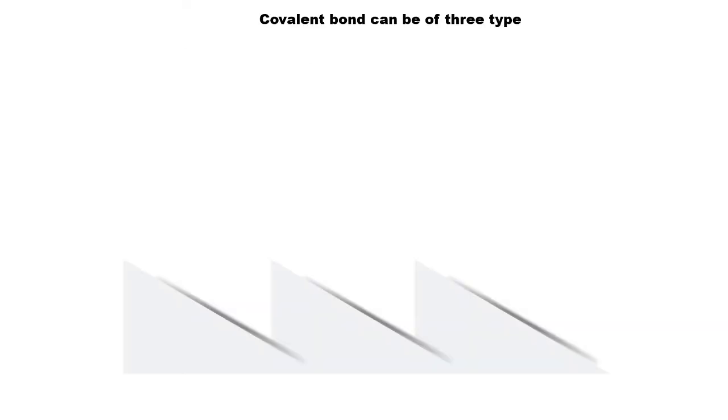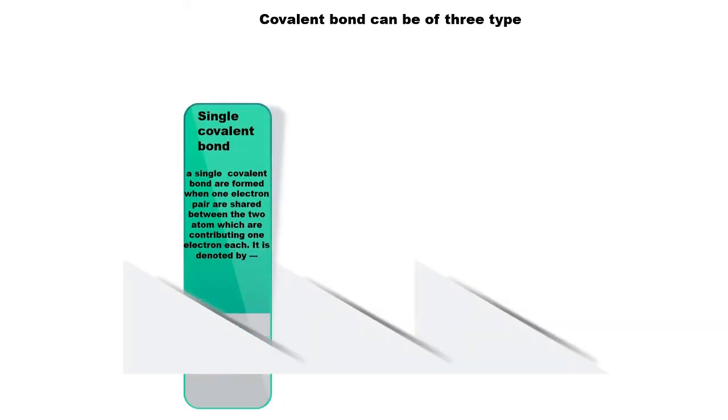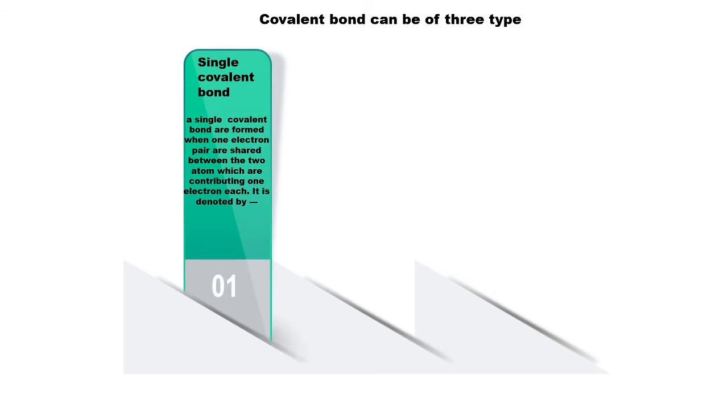Now, covalent bonds are of three kinds. The first one is a single covalent bond. Suppose you have A and A, and in between the two A's only one electron pair is shared. That kind of covalent bond is called a single covalent bond, and it is represented by a single dash line.